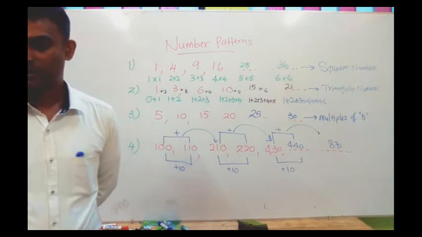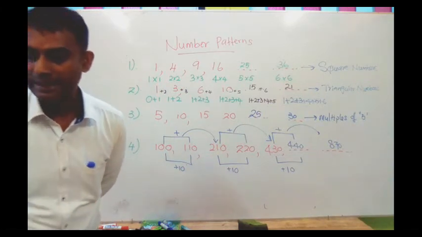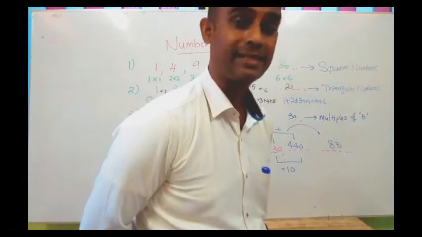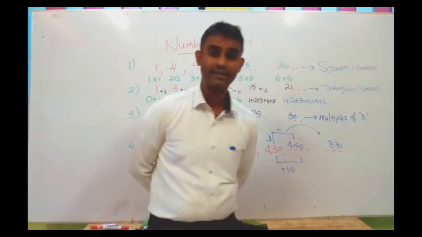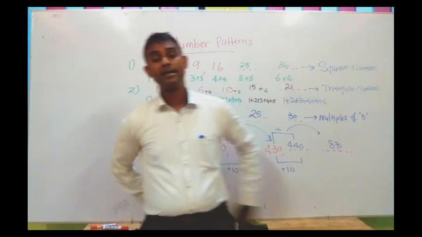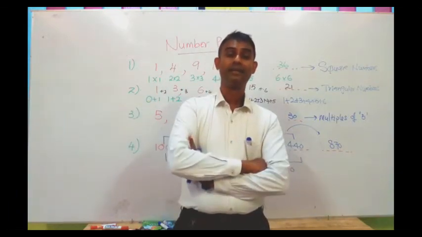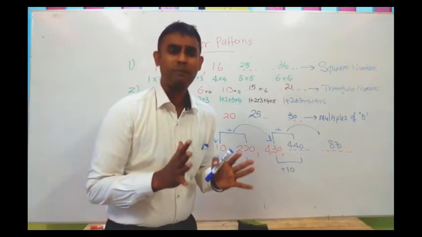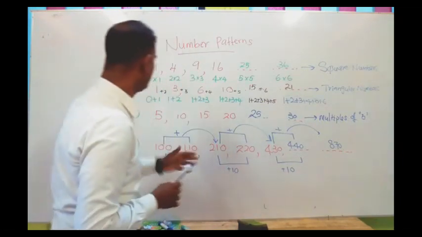Starting from a specific number, it is called a number pattern. What is the specific feature in the number pattern?